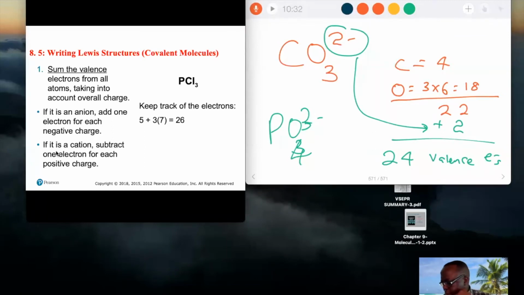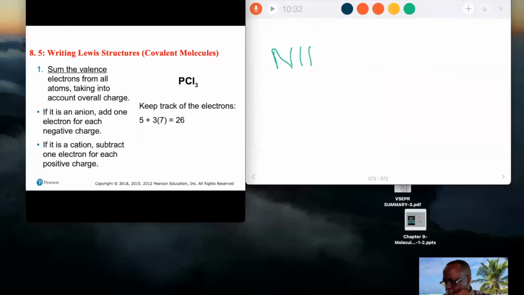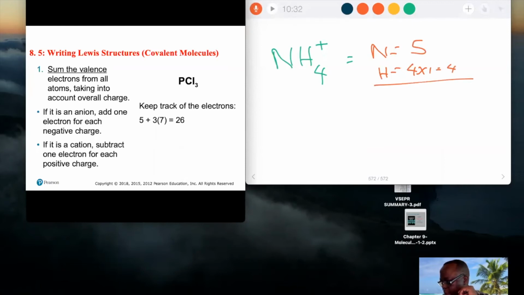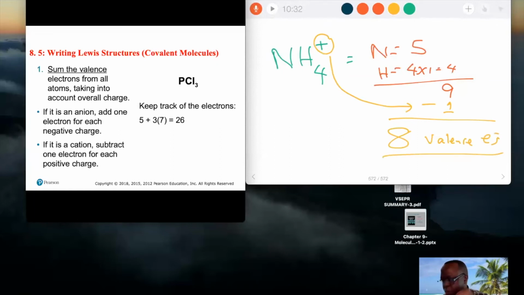If it is a cation, let's say ammonium, with an overall charge of positive 1, you will do this. N is in group 5, so that is 5. Nitrogen is in group 5. Each hydrogen has 1 valence electron, and I'm multiplying it by 4. If I add, this will give me 9. Because of the overall charge of positive 1, I will subtract 1, and I have 8 valence electrons. That is how you go about it with an overall charge.